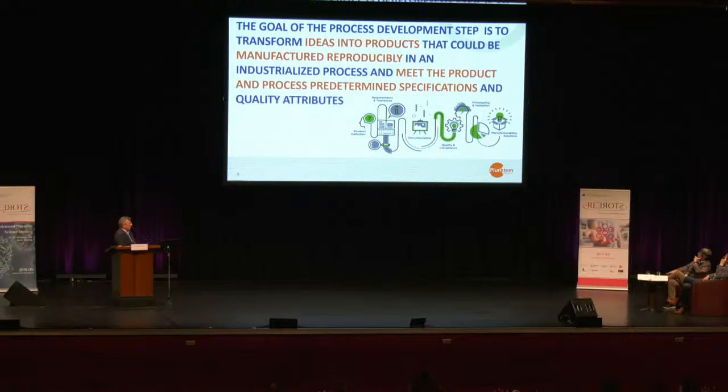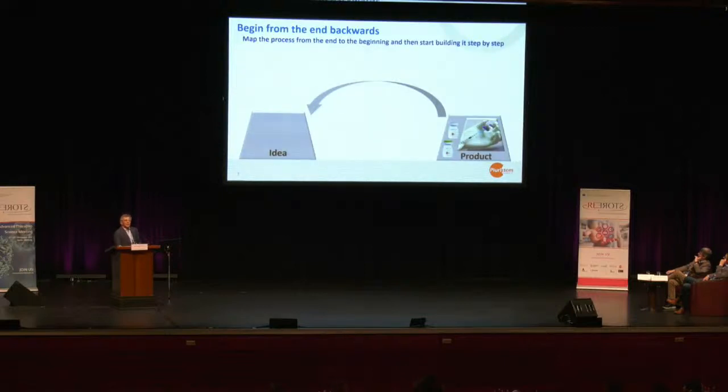So the goal of a process development step is to transform ideas into a product that could be manufactured reproducibly in an industrial process and meet the product and process predominant specification. I don't like to read, but when we wrote that statement, it was important to us to put emphasis on each word in it, because that's what led our development in the last years. What we understood from the early beginning, I'm talking about 2007, is that once you understand what your goal is, then you can develop a process that will solve the issues that are really important.